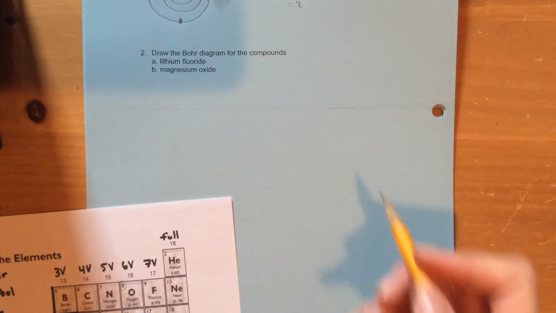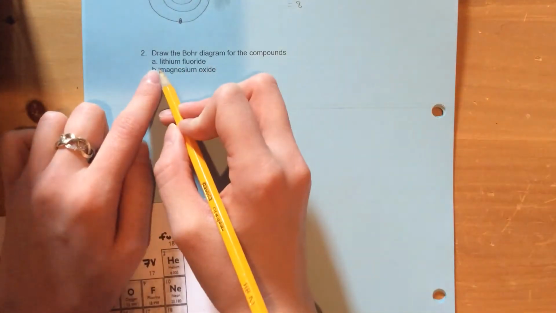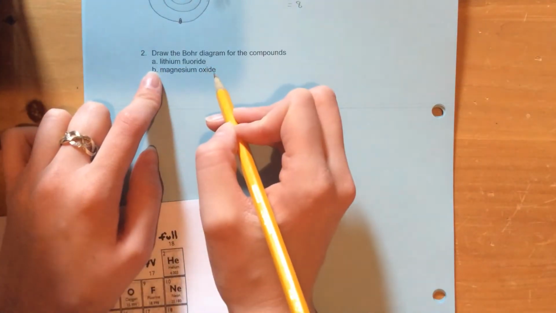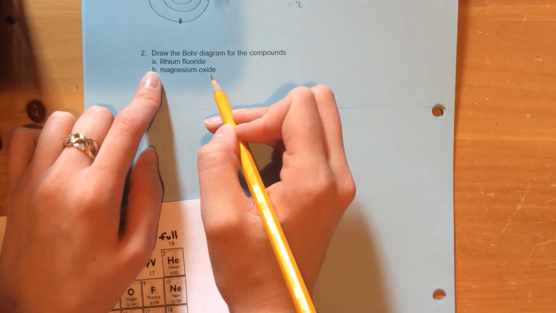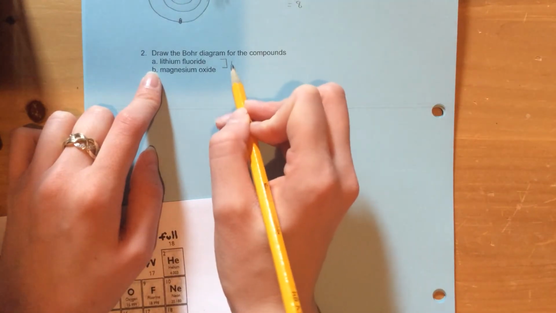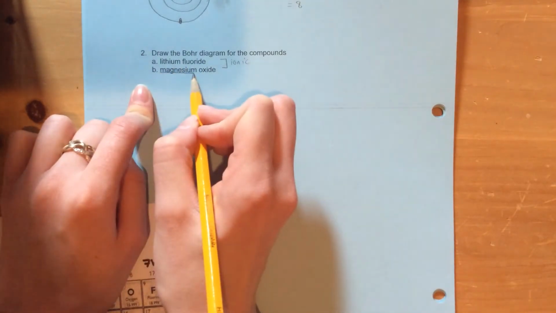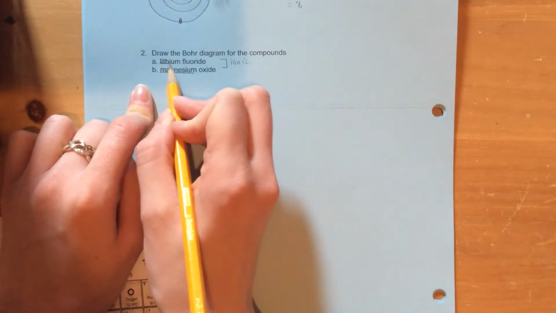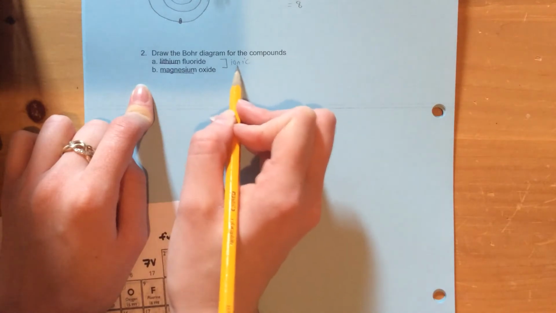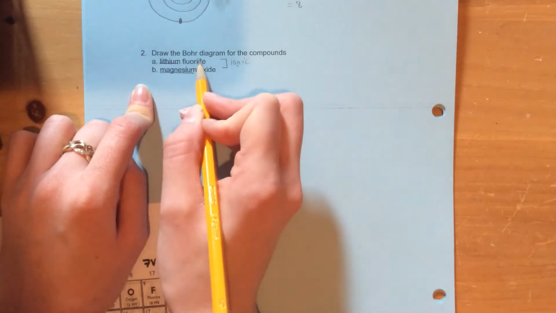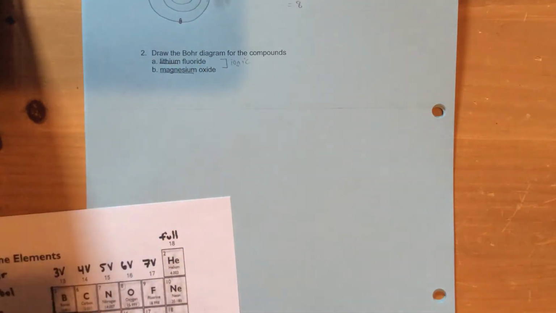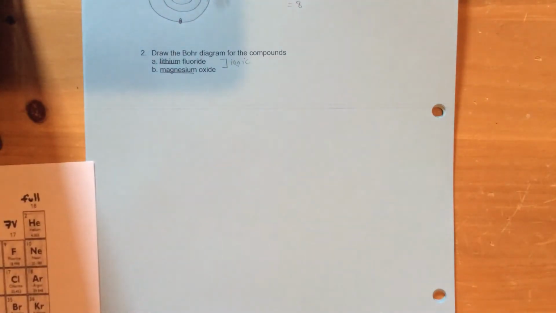Now, these ones, lithium fluoride, magnesium oxide, they are both ionic. I know that because magnesium is a metal and lithium is a metal. Remember, ionic compounds have a metal and a non-metal put together. You should also remember that metals are greedy, so they are always going to give or take electrons. We're never going to draw them like they're sharing.